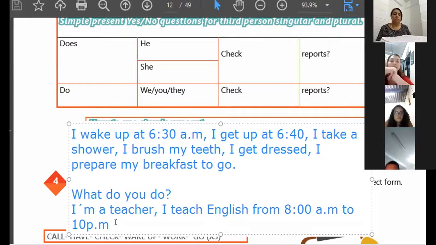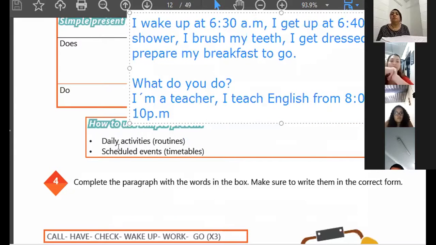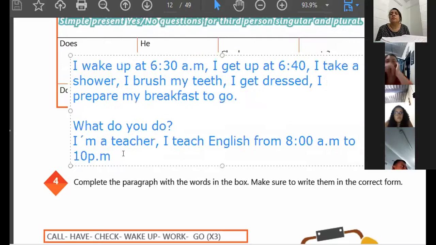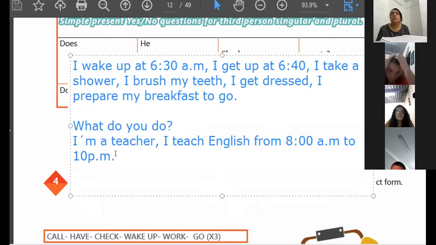Okay, it's scheduled. If you see here, the simple present is used for scheduled events. Scheduled events means timetables. Timetables means, do you remember when you were at school, they say, at 7 a.m., math. At 10 a.m., recess. Okay, that's a timetable. You have the time and the activity. So now let's think about this.